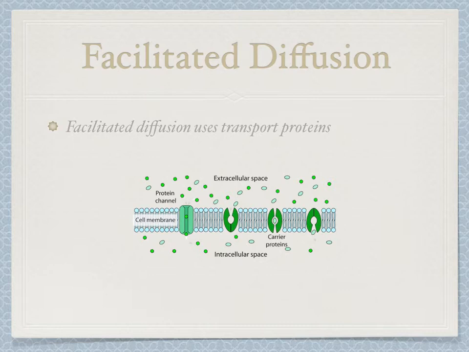Channel proteins simply create a channel big enough for small molecules to fit through. Carrier proteins literally carry molecules in and out of the cell membrane.